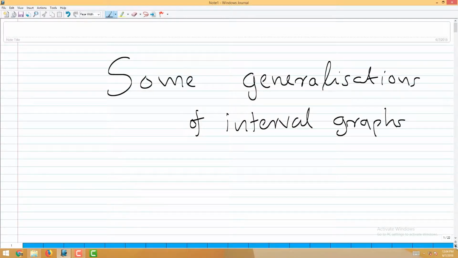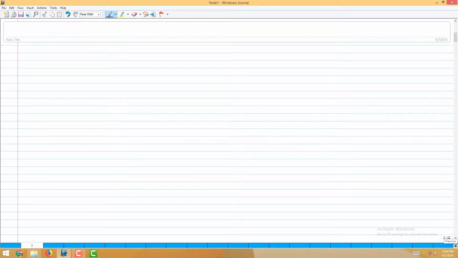So, starting from interval graphs, we were considering some generalizations, for instance, circular arc graphs in the last class. Now I will tell you about some other things, which come from the attempts to generalize interval graphs further to higher dimensions. Interval graphs are the intersection graphs of intervals on the real line.